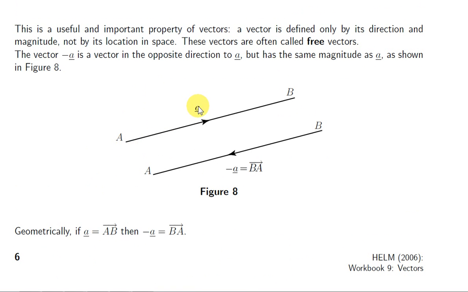Here is the vector a. The vector minus a is a vector that points in a direction opposite to vector a. Both of these vectors have the same length or magnitude.